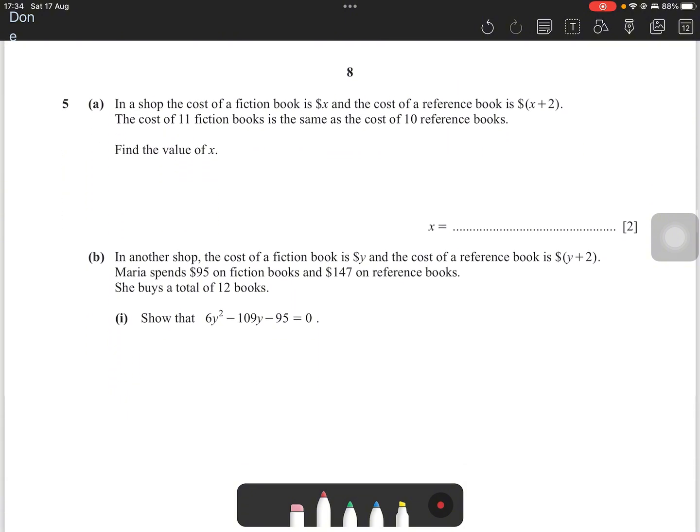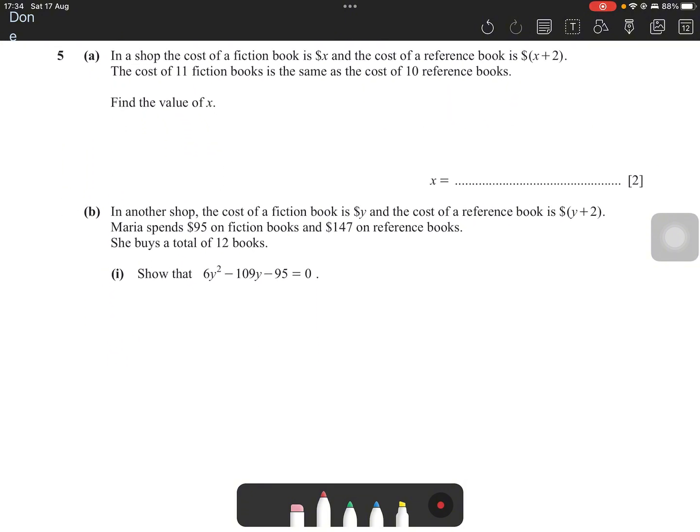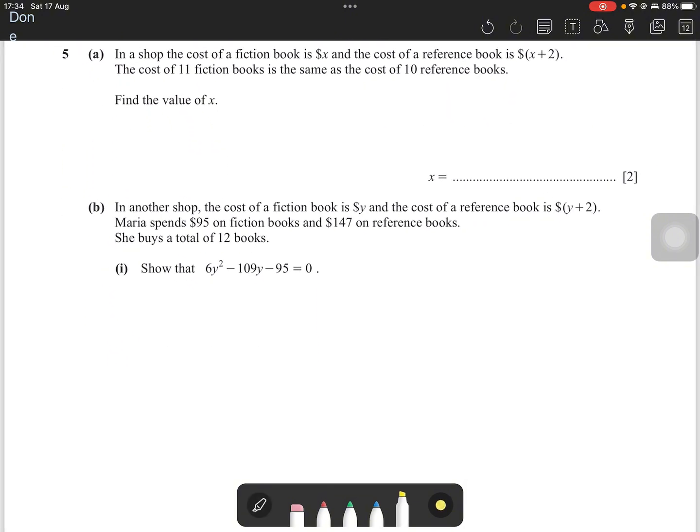Question 5. A. In a shop, the cost of a fiction book is X dollars, and the cost of a reference book is X plus $2. The cost of 11 fiction books is the same as the cost of 10 reference books. Find the value of X.